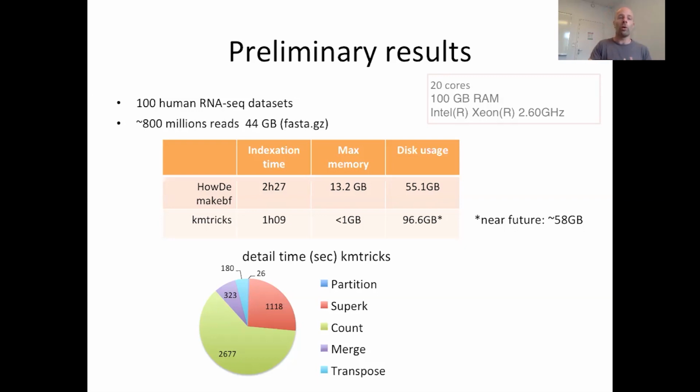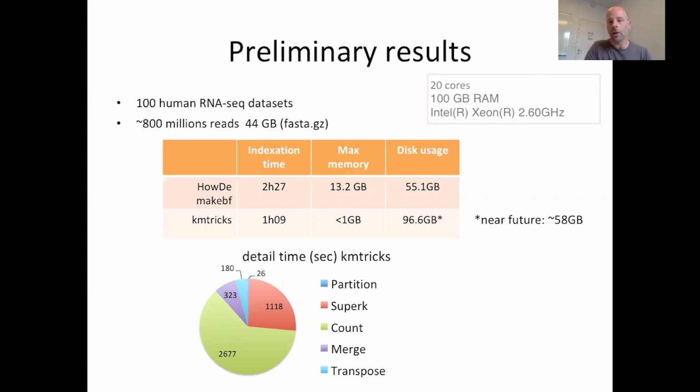I didn't take the whole almost 2,600 datasets. I just took the 101st of them. This represents approximately 800 million reads. It's a small dataset with 44 gigabytes of compressed FASTA files. But just as a comparison, if you take the creation step of the Bloom filters from Audi, it takes 2 hours and a half with a small amount of memory, so this is really affordable. And peak disk usage is 55 gigabytes.